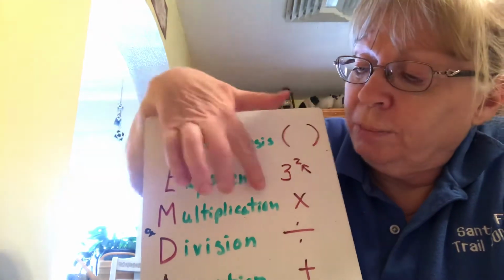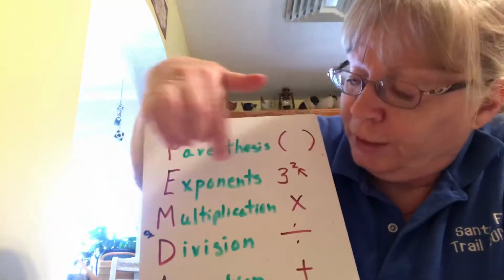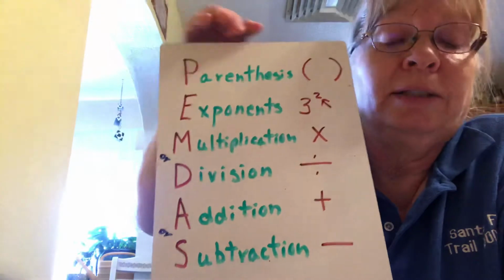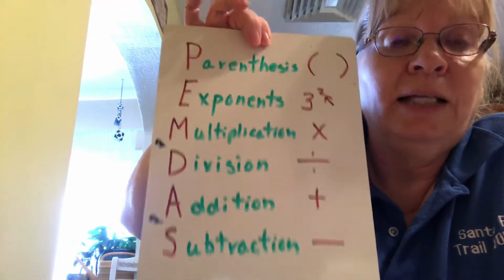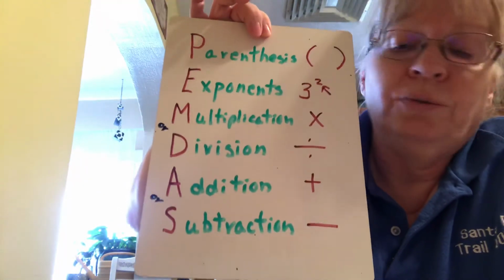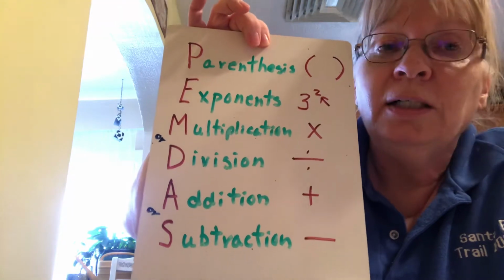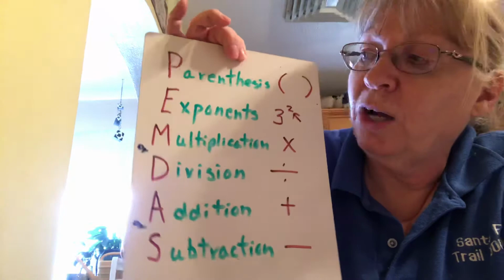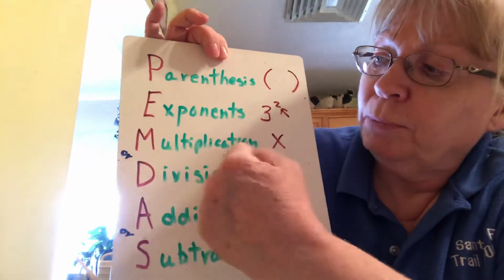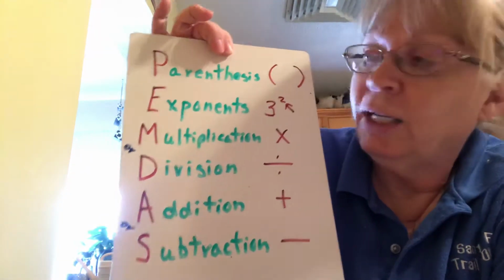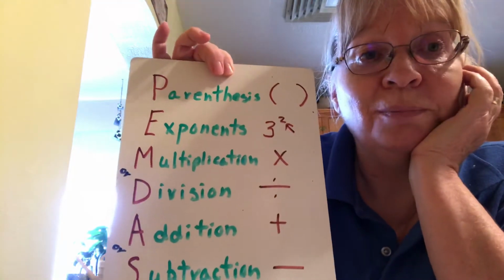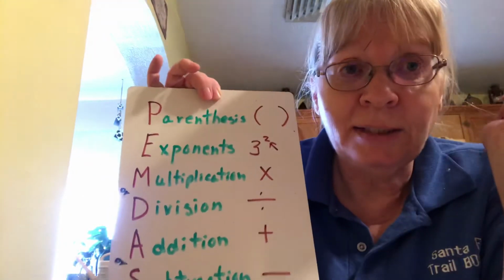Then you either multiply or divide. And then last, you either add or subtract. That's the order that you do things. It's really not that complicated. It's just something new, but it's really not hard. These are all things you guys know how to do: multiply, divide, add, and subtract. And working with exponents is not that hard. So let's take it step by step and do some of these problems.